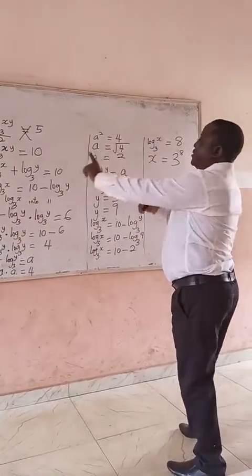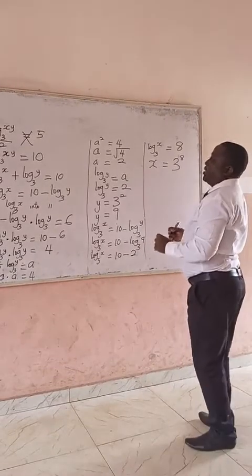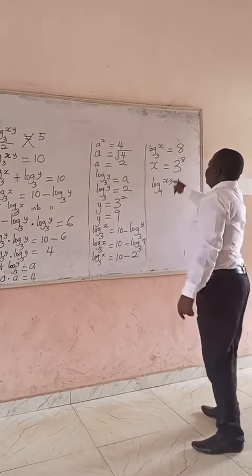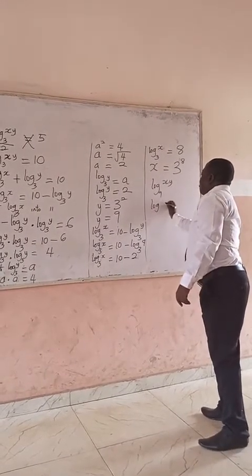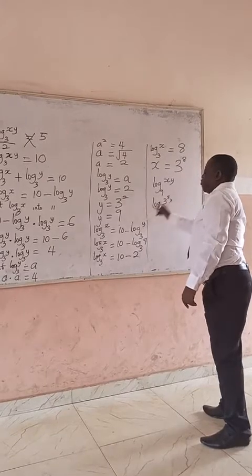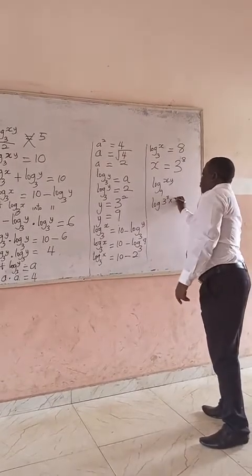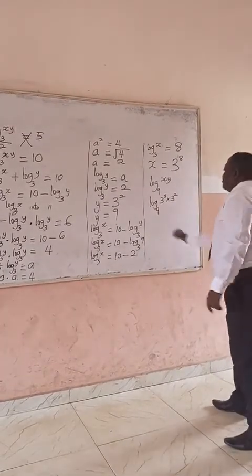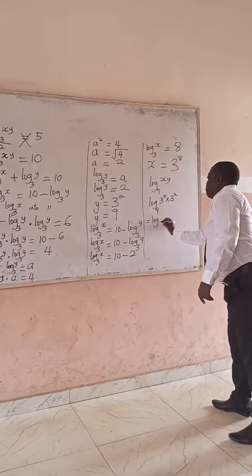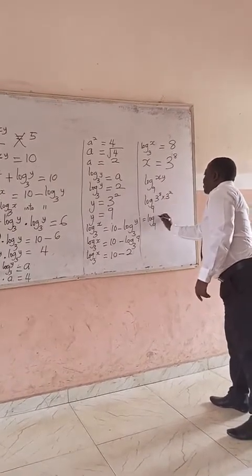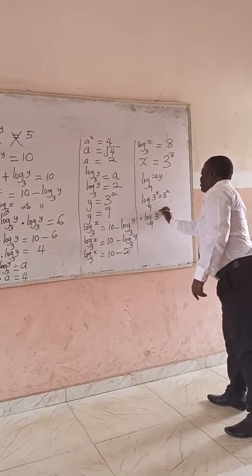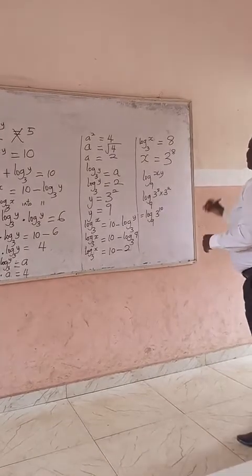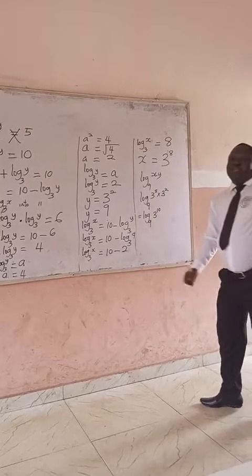Now, let's quickly check if we are right. Logarithm of xy in base 9. X is 3 raised to power 8, and y is equal to 9. 9 is written as 3 raised to power 2. Then in base 9, according to the law of indices, 3 raised to power 8 times 3 raised to power 2 is 3 raised to power 10. So logarithm of 3 raised to power 10 in base 9.